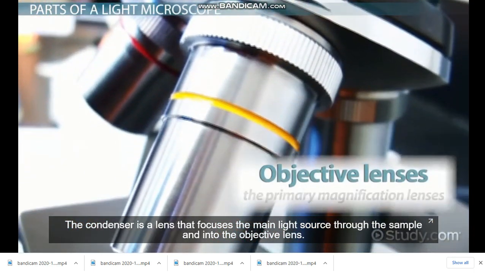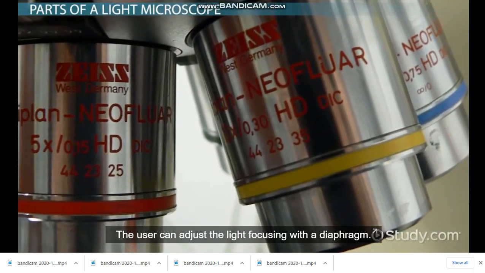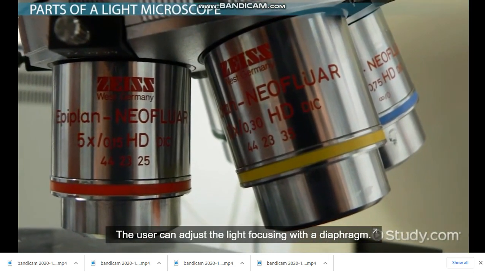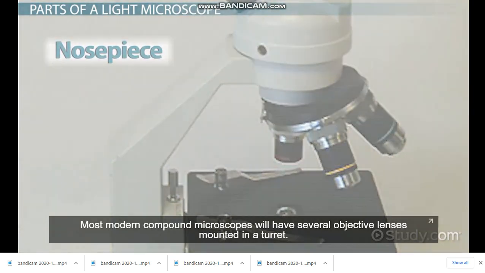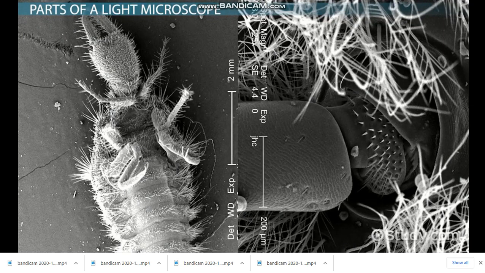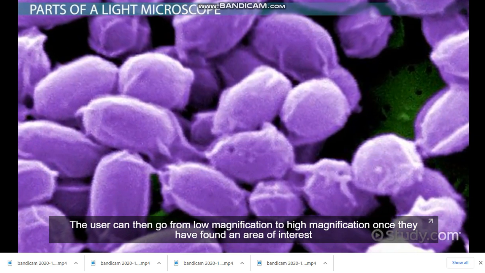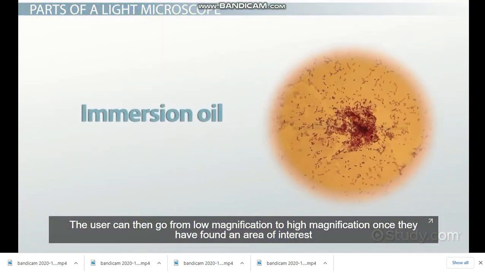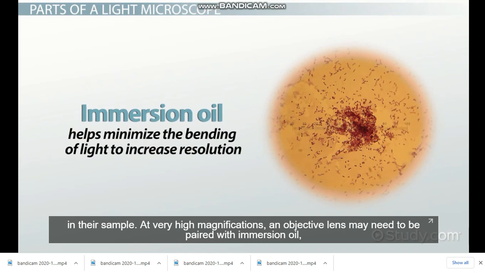Objective lenses are the primary magnification lenses. Most modern compound microscopes will have several objective lenses mounted in a turret. This turret is sometimes called a nosepiece. The user can then go from low magnification to high magnification once they have found an area of interest in their sample. At very high magnifications, an objective lens may need to be paired with immersion oil, which helps minimize the bending of light to increase resolution.